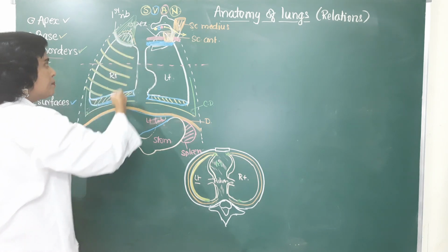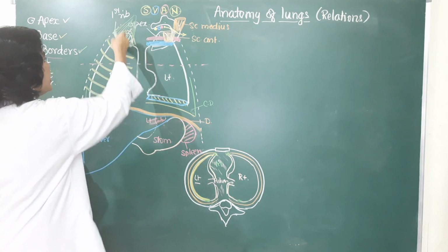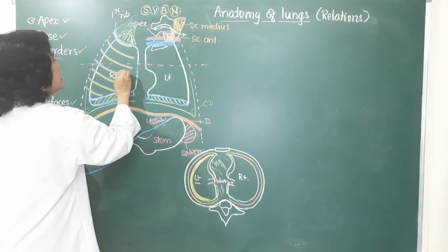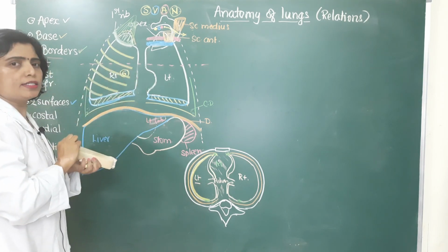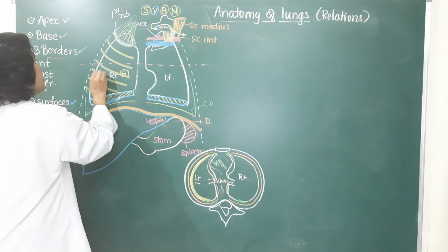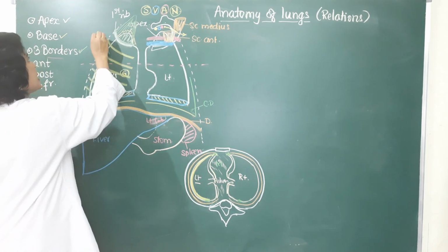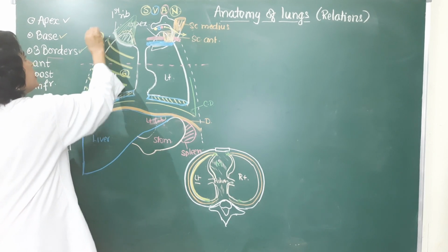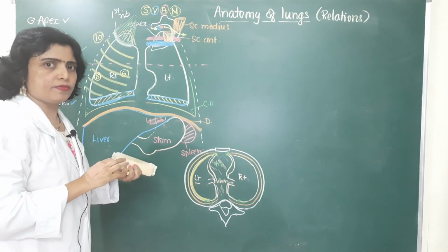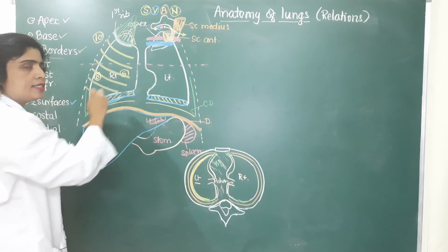Now if you see the number of the ribs, in the mid clavicular line the upper 6 ribs are related to the costal surface. In the mid axillary line the upper 8 ribs are related to the costal surface, and in the scapular line the upper 10 ribs are in relation to the costal surface. So that is about the costal surface.